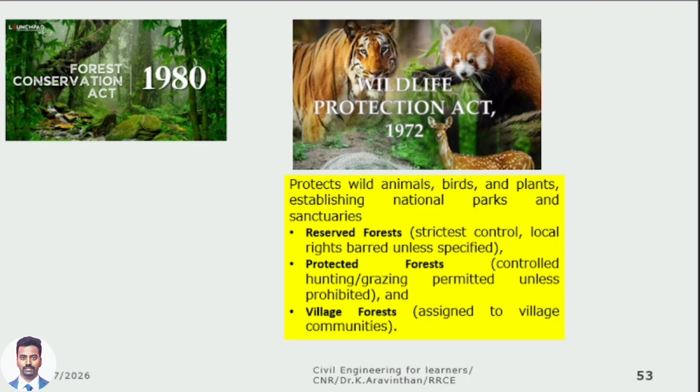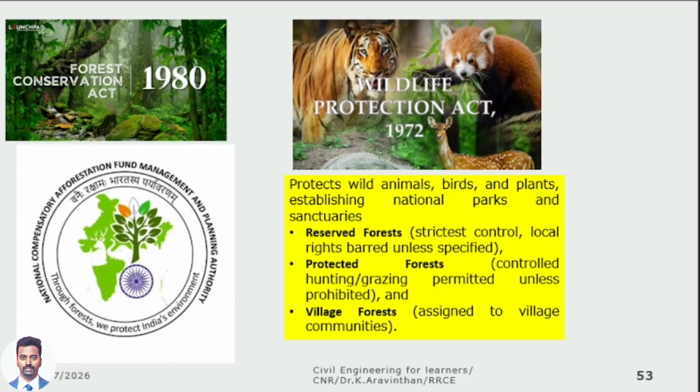Second thing is protected forest. What do you mean by protected forest? You are going to zoos, no? You are going to national parks, zoos. They are called protected forest. So there, hunting and grazing are controlled and permitted unless prohibited. Next is village forest, where some village people are assigned to live. That is called village forest. Only those particular people have access to that forest.